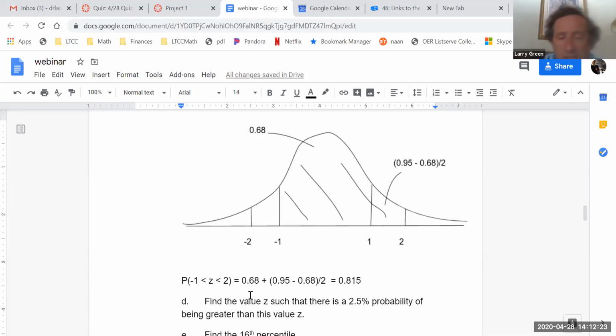Okay. Don't memorize these answers. That's not helpful at all. What I want you to do is become familiar with what the picture is and how to manipulate the picture to get what you want, especially left area versus right area versus between area. Because that's what we're going to be doing a lot of for the next bunch of weeks. The number 0.815 is worthless.